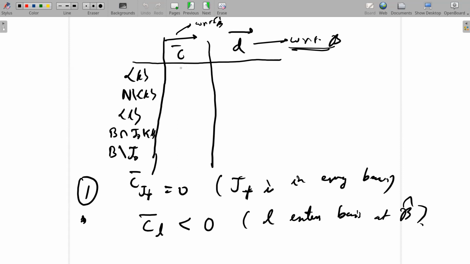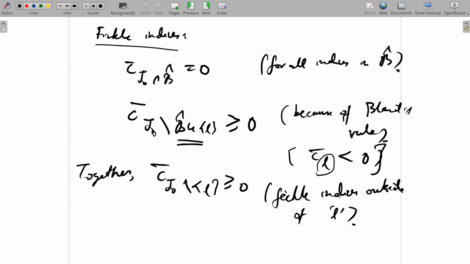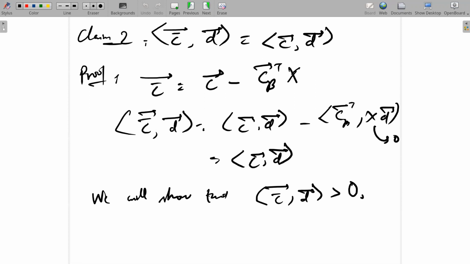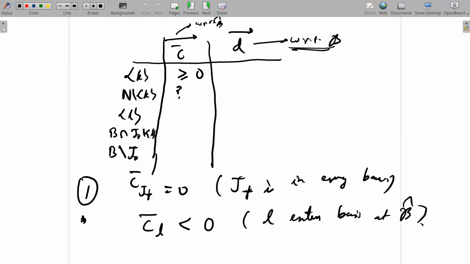No, sorry. So K, yeah, K is in J naught minus L. K is fickle, so it is in J naught. So it's bigger than or equal to 0. So C bar here is bigger than or equal to 0. N minus K, I'm not so sure. We have not really found out. But as we'll see when we take C dot D, note that at the n minus k entries, D has zeros. So when I'm taking the inner product of these two vectors, it will not matter what is here. It will just contribute 0 to the whole thing.